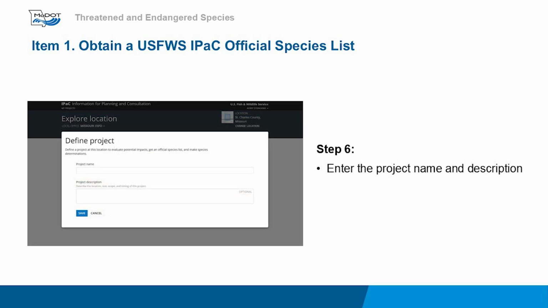Next, fill in the project name and a brief project description detailing the location, size, scope, and timing of the project. The project description should include construction activities such as placing riprap in streams or wetlands, guardrail and embankment repair, channel diversion, channelization of a stream, and tree trimming and clearing activities. Your project description should be consistent with the description in the Request for Environmental Review system. Once you have entered your project name and project description, click Save.